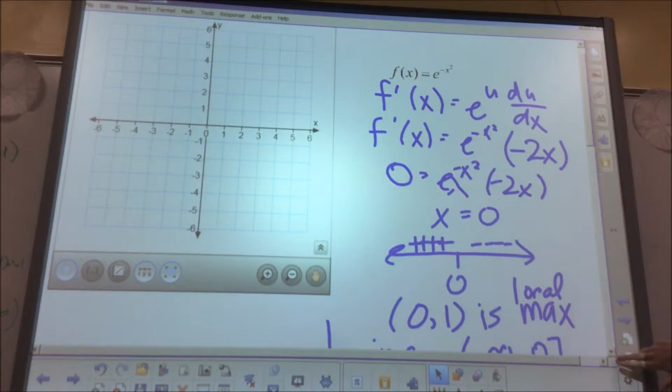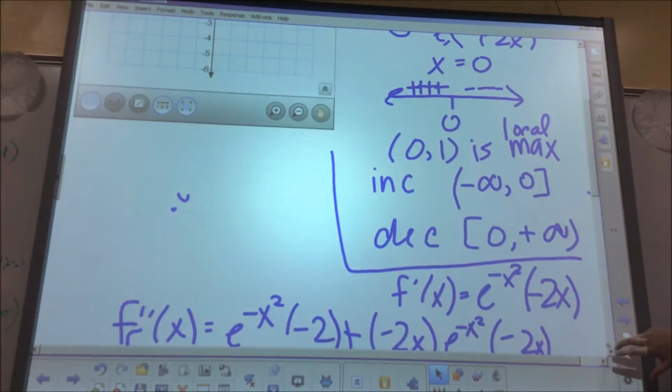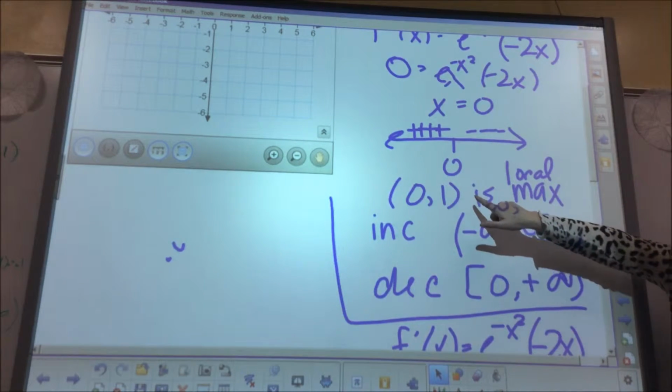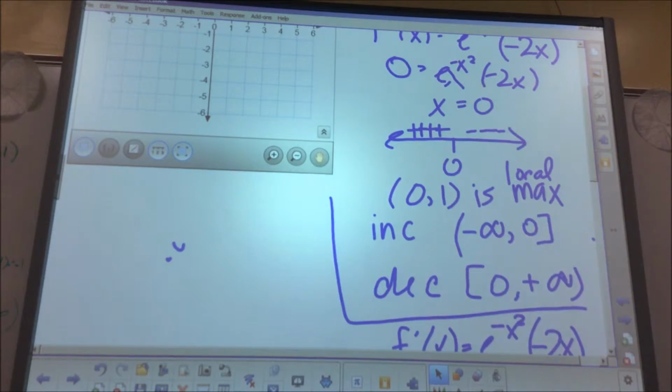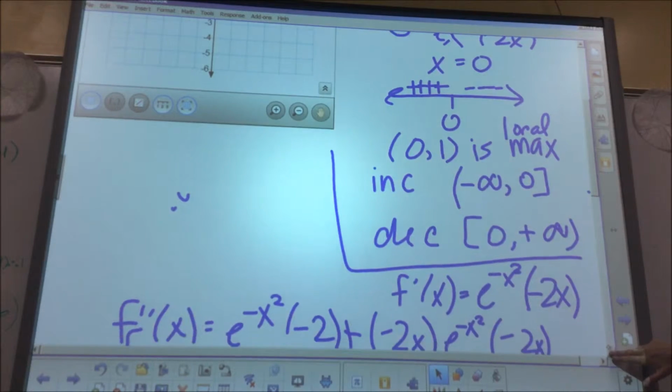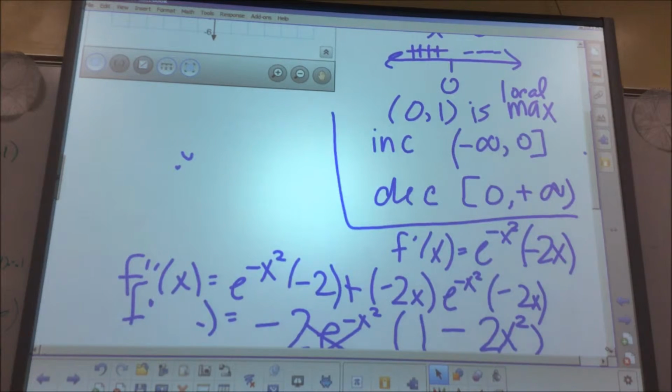Okay? So I got 0, 1 is a local max. Where did the 1 come from, Spencer? I plugged the 0 back into the original function. Excellent. So we're increasing on the intervals from negative infinity to 0, decreasing from 0 to positive infinity. That matches my domain.